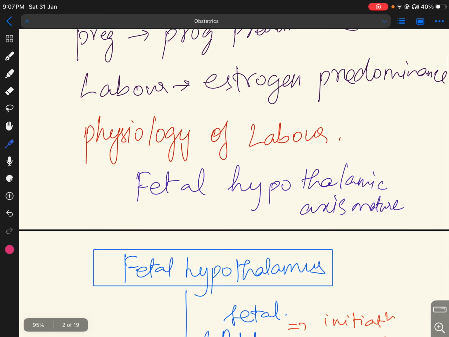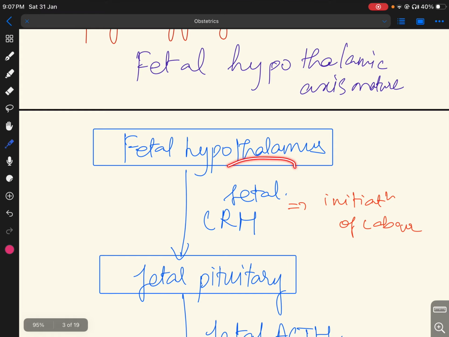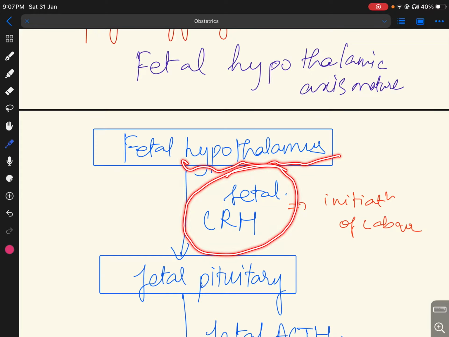In the physiology of labor, the fetal hypothalamic axis matures. It leads to the release of fetal CRH, that is corticotropin releasing hormone, from the fetal hypothalamus. Now, this fetal CRH will initiate the labor.